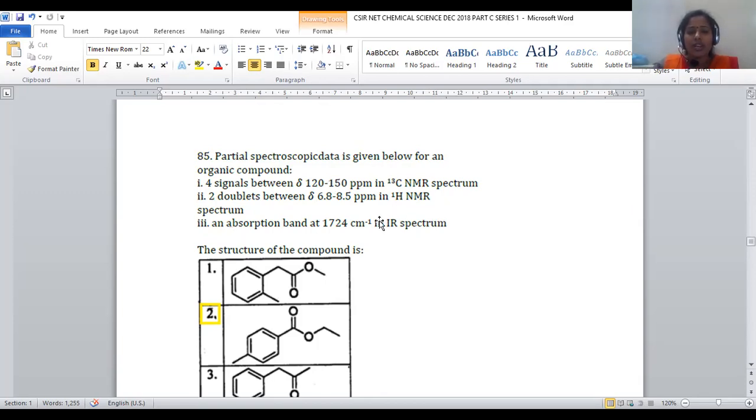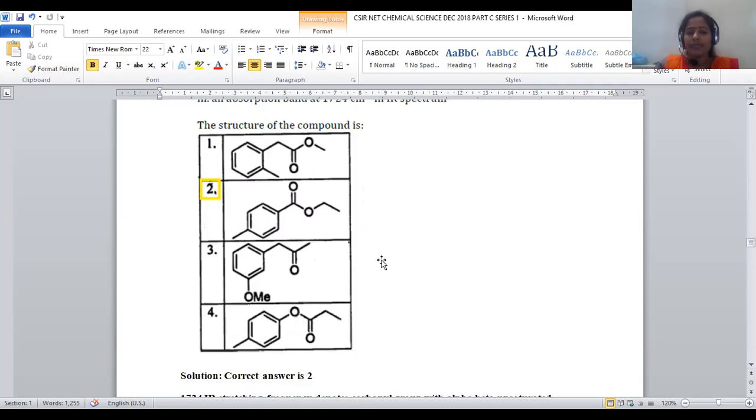Let us move on to the proton NMR. Proton NMR says there are 2 doublets between 6.8 and 8.5. Obviously, the range of 6.8 to 8.5 is for the aromatic region. So again here the nature of the aromatic compound was given, but the important information is that 2 doublets are obtained. It means 2 equivalent sets of hydrogens are present in this aromatic ring. 2 equivalent sets are only possible in a para-substituted compound.